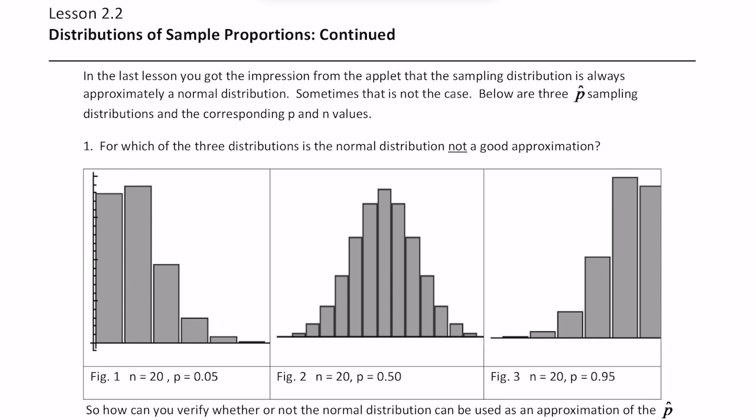So for which of the three distributions is the normal distribution not a good approximation? If you're looking at figure 1 and figure 3, for those two distributions, the normal distribution would not be a good approximation.